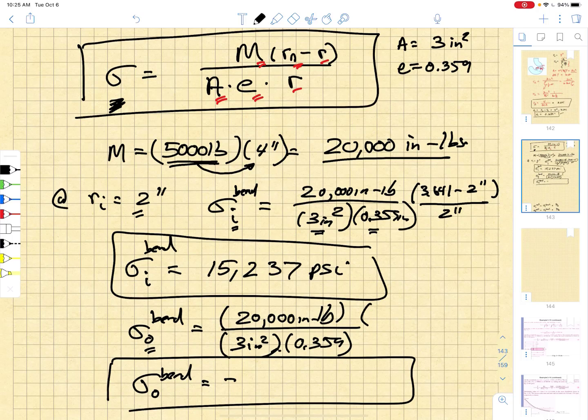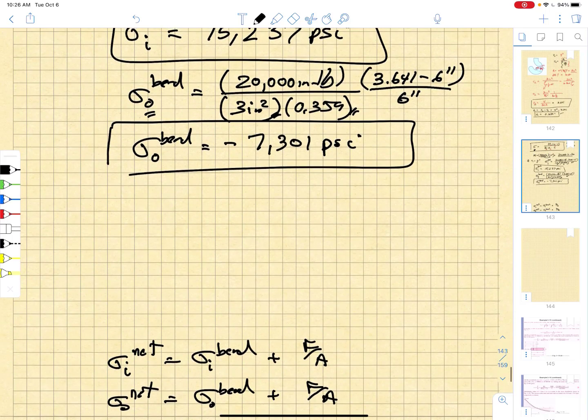If we want to find it on the outermost fibers, we take the moment, divide it by A, divide it by the eccentricity, and multiply that by 3.641 minus 6 inches. We also divide by 6 inches using the formula above. When we do that, you can see that we get a compressive stress, and the magnitude of that compressive stress is minus 7,301 psi. Now, all that does is give us the bending stress.